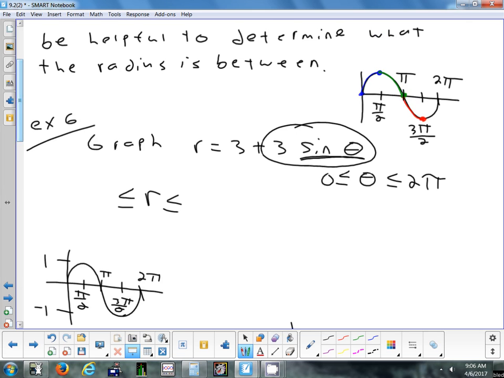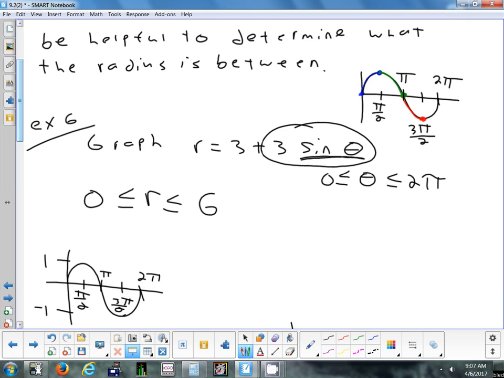What's the smallest that sine can ever be? -1 times 3 plus 3. 0. So the smallest radius that this picture is going to have at some point is going to be 0. And the biggest it could be, well, is when sine is the biggest. What? 6. Sine could be 1 times 3 plus 3. So when we draw this picture, it's going to be a picture of something that has a radius from 0 to 6. But the radius is constantly going to be changing.